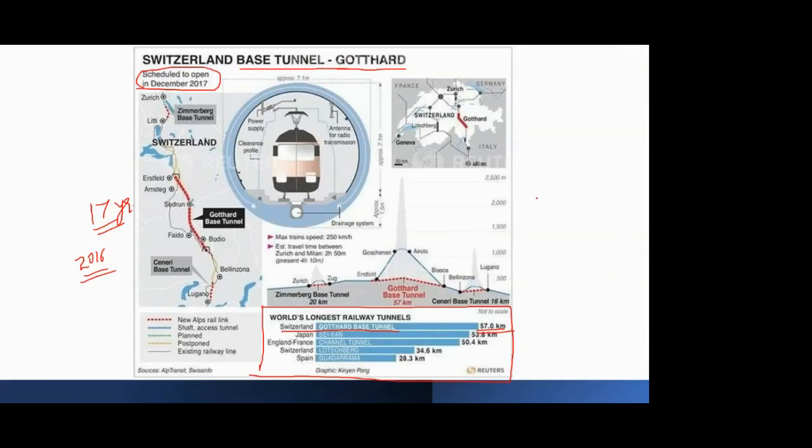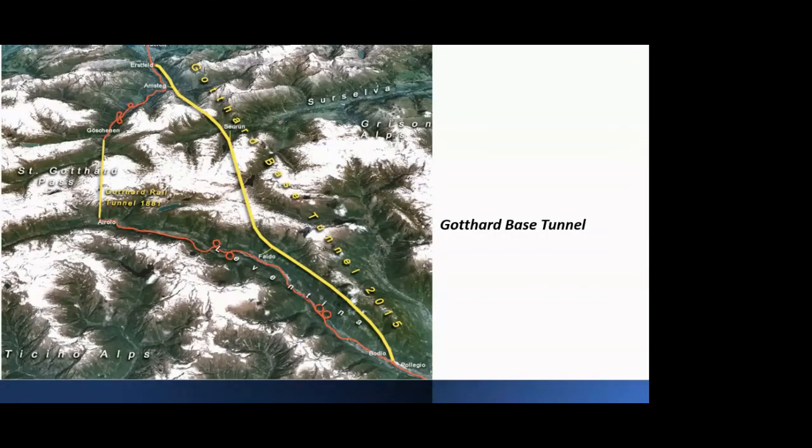You can just go on the internet and search for Gotthard Base Tunnel. It's quite interesting how it was constructed. So this is the topography over there. It's the Alps mountain, a snow-clad region.